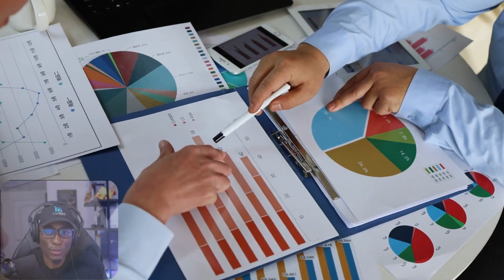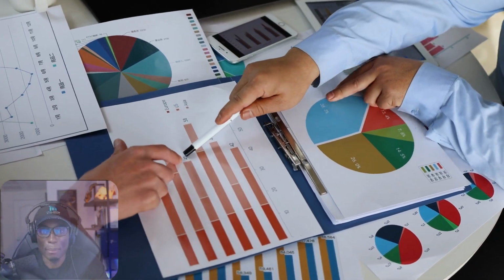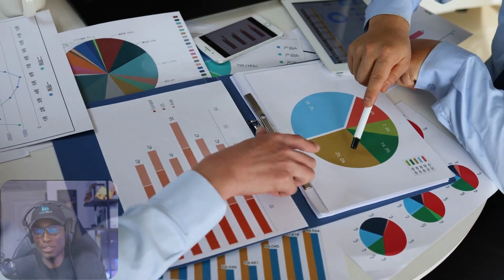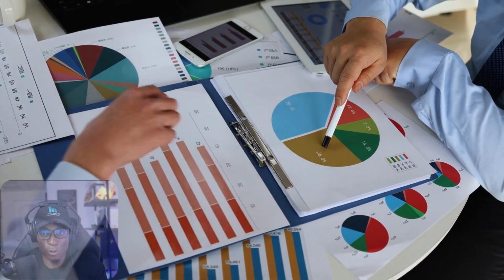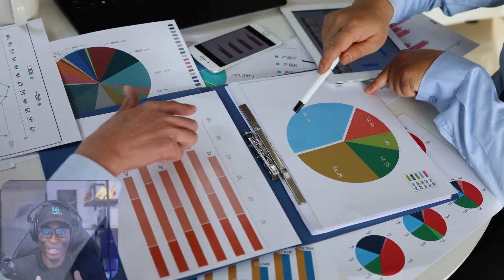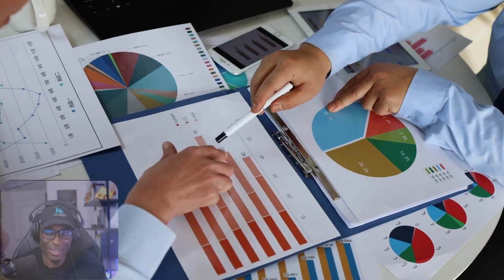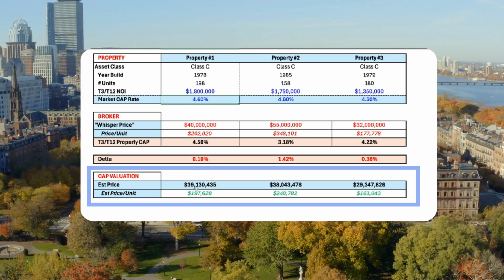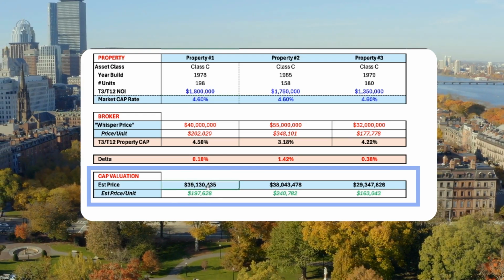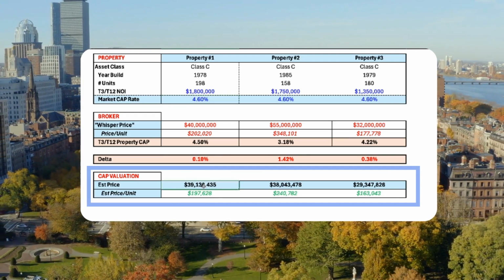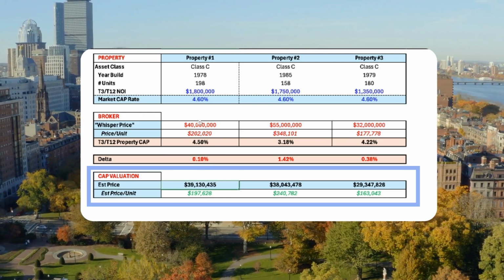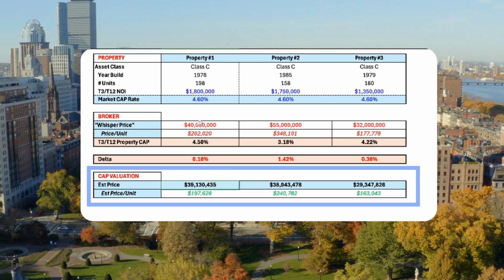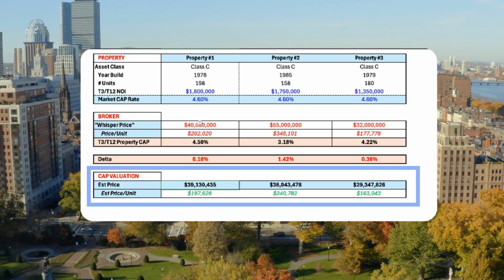Cap rates are useful for coming up with a purchase price, but they're just one of several metrics. So you want to look at the deal as a whole. Remember, cap rates are just looking at the property at a snapshot in time. Looking at these properties at a snapshot in time and using their historical financials, using the cap rate valuation method, we can see that the estimated price for property 1 is 39 million versus the 40 million that the seller is willing to sell for. So it's not too far based on the historical financials.